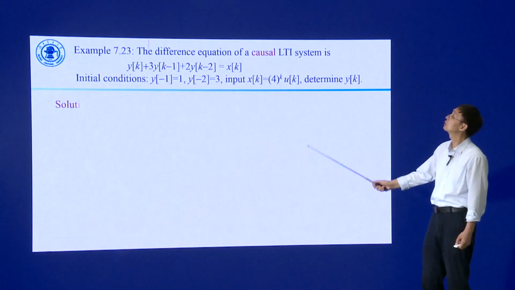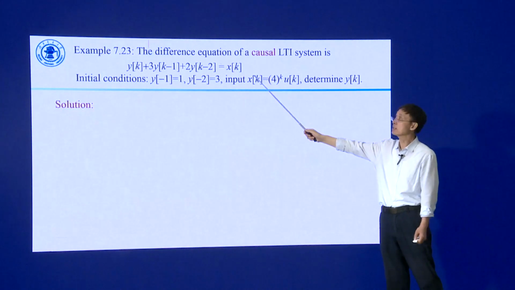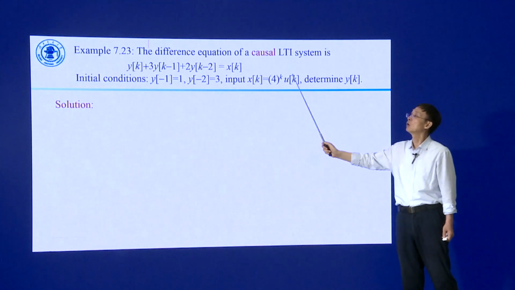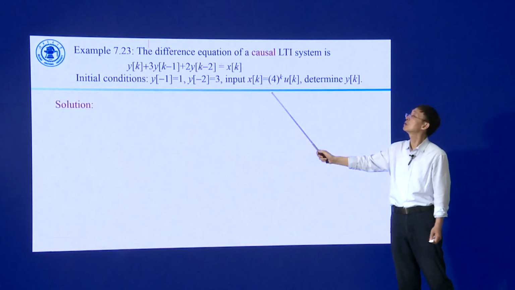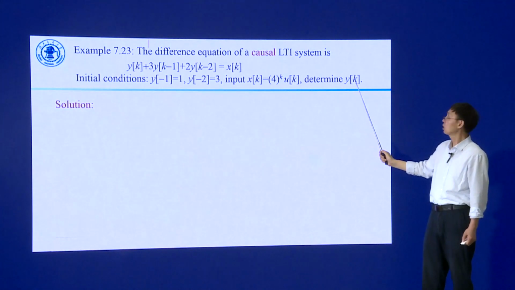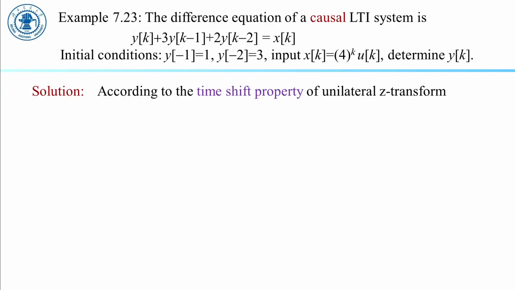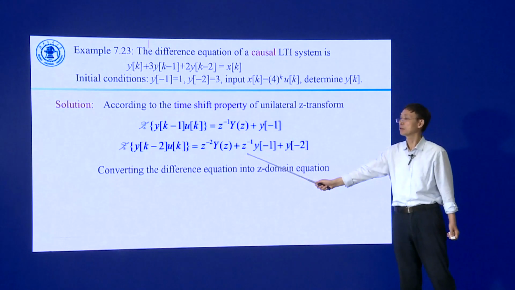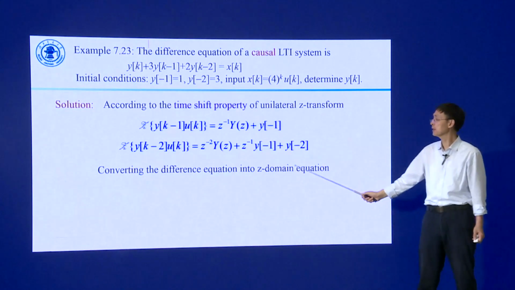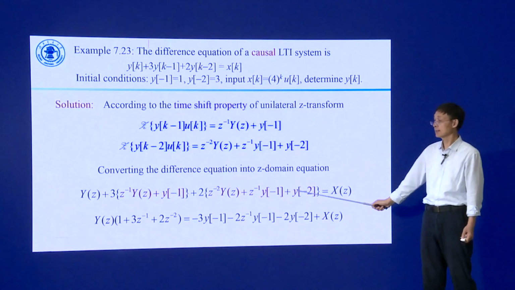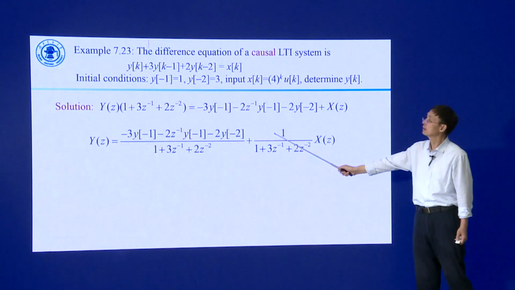For example, we have known the difference equation for a causal LTI system, and we have known its initial conditions and the input signal. Determine its response. According to the time shift property of unilateral Z transform, we can convert the difference equation into a Z domain equation. Reorganize this equation, we can get the result.